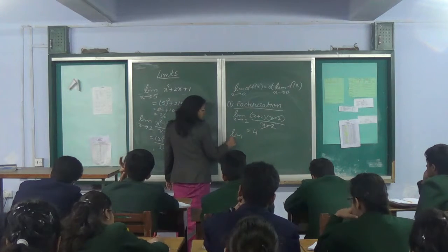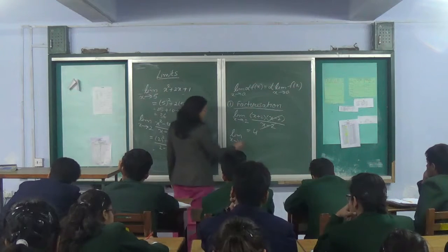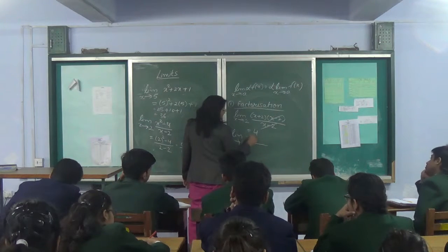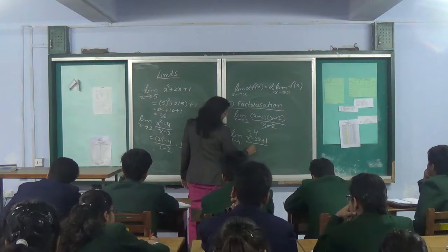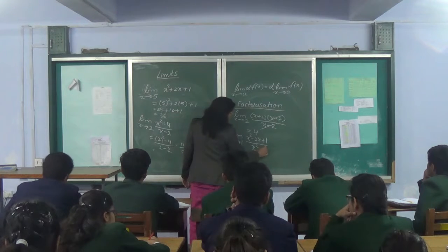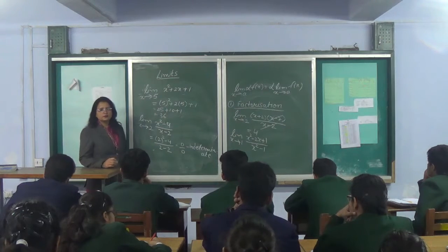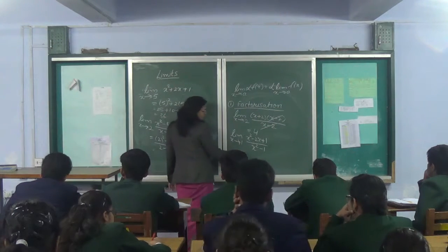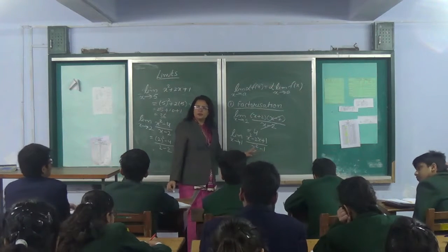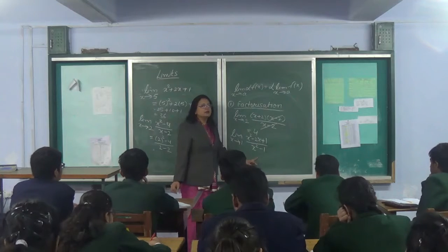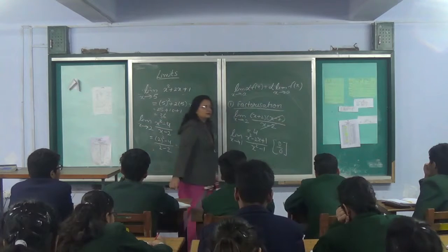Let's take one more example. Suppose you have limit x tending to 1, x square minus 2x plus 1 upon x square minus 1. What will we have over here? Is it of the form 0 by 0? Yes. You put 1 in place of x, what do we get? We get numerator 0 as well as denominator 0. So it's again 0 by 0.